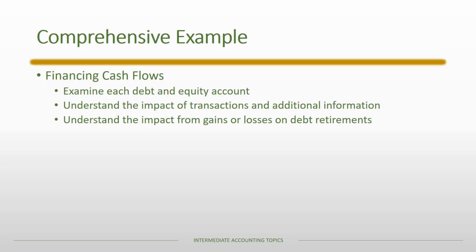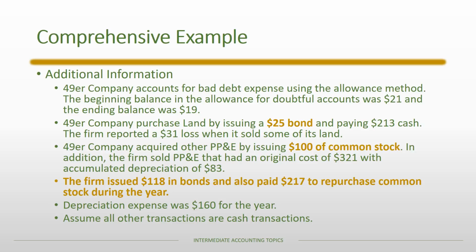So now we move to our financing section. And so again, you have to examine each account. You have to look at transactions, additional information, and gains and losses when it comes to debt retirements. And so the additional information I've highlighted in gold, the fact there was an issuance of a bond, an issuance of some stock, and then there were some cash issuances and retirements or repurchases as well.